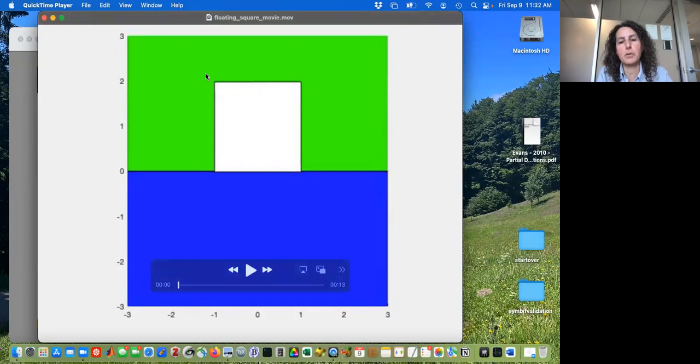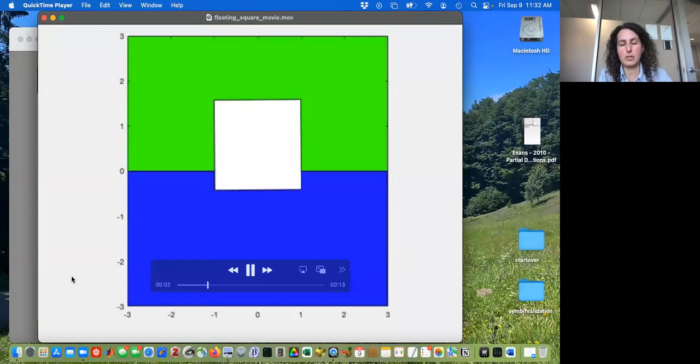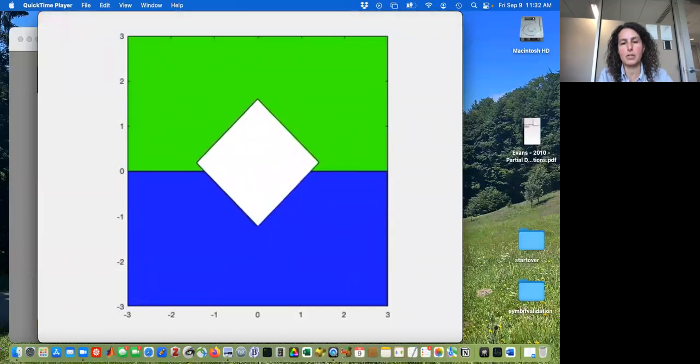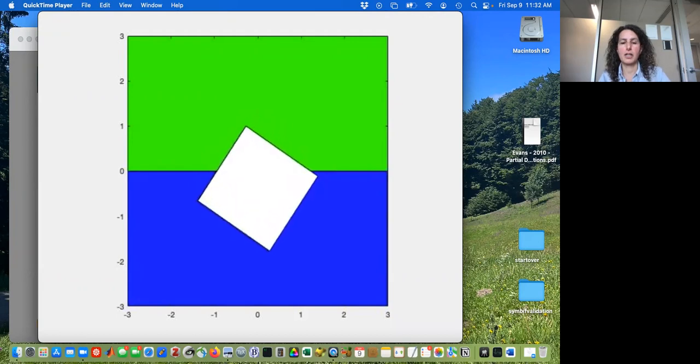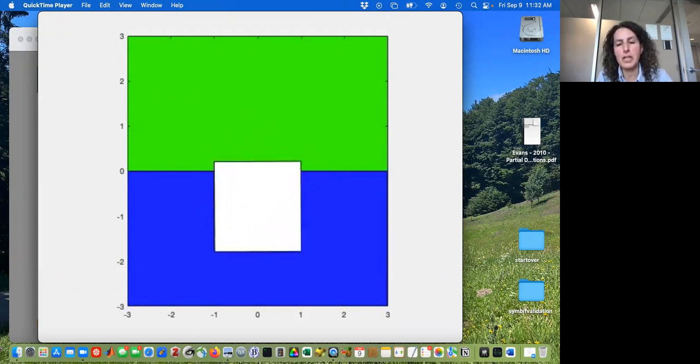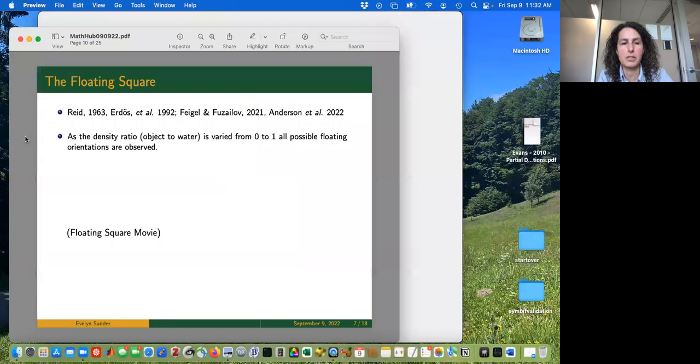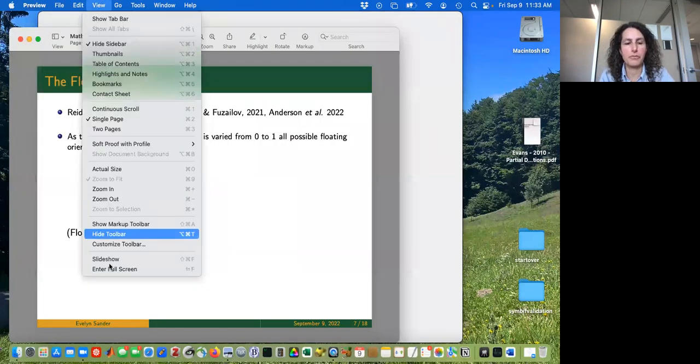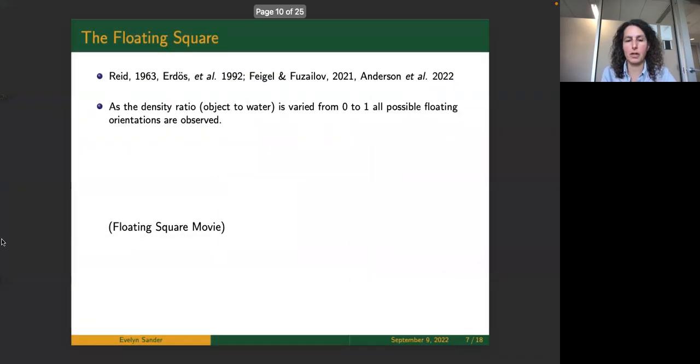So in this particular picture, there are 4 stable floating configurations. As I show the movie, you will see that there are different numbers of floating configurations depending on the density ratio. So as it's going down, it's still considering, and then it turns. Now it's on its corner, and then if it gets down far enough, it's now floating with side down. Okay, so that's the floating configurations of the square.